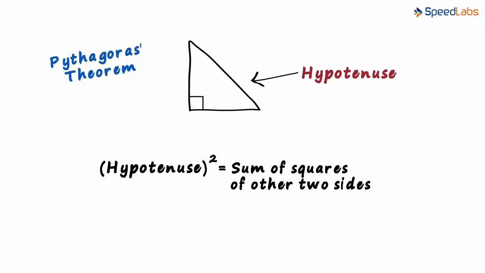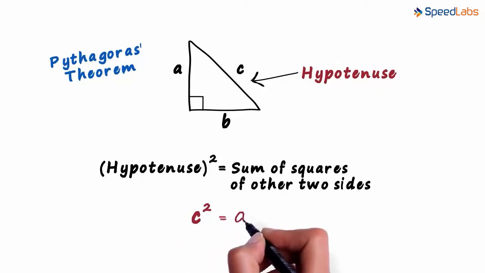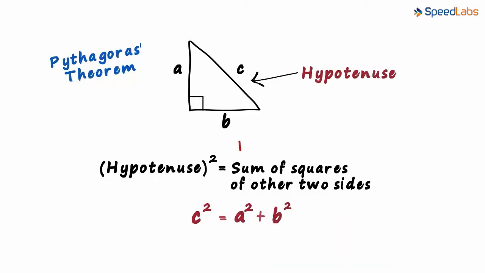So the theorem says that for any right triangle, the square of the hypotenuse is equal to the sum of the squares of the other two sides. Let's say the lengths of the sides are A, B and C. C is the length of the hypotenuse. For this triangle, we can say that C squared is equal to A squared plus B squared. If this is a right-angled triangle, the square of this length will always equal the sum of the squares of each of these lengths. This theorem has innumerable uses, so let's look at one in this video.